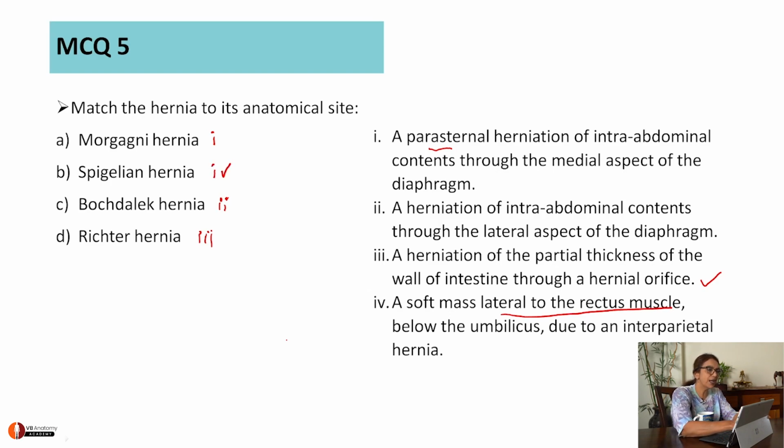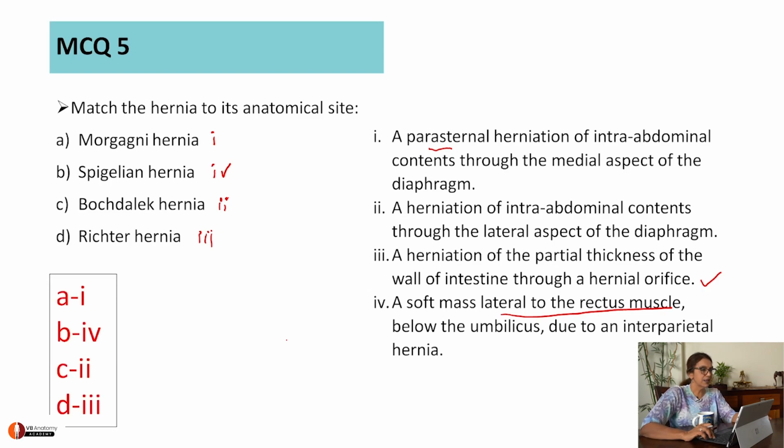Now let's check our answers. A is 1, Spigelian is 4, C is 2 and Richter is 3. Perfect. Okay, so some knowledge, some logic.